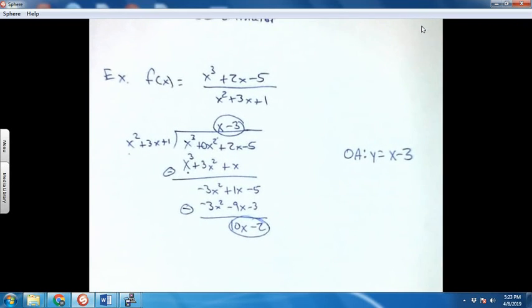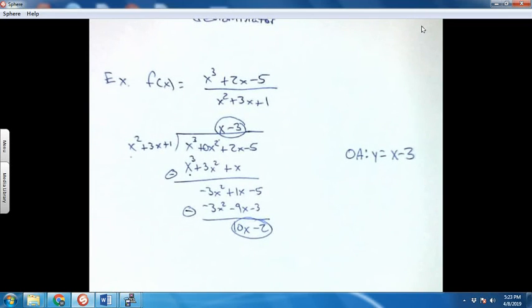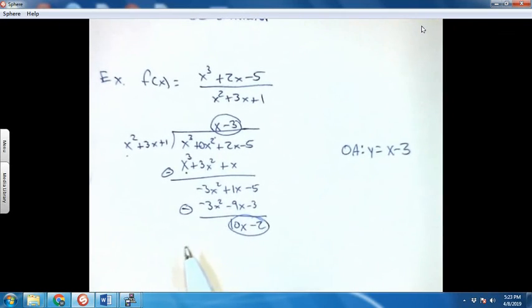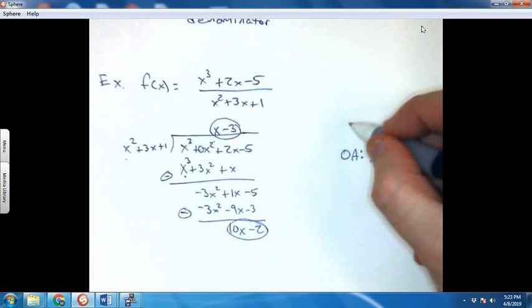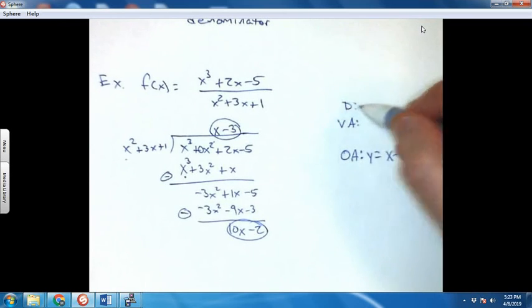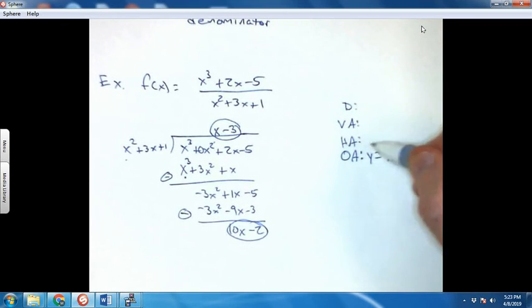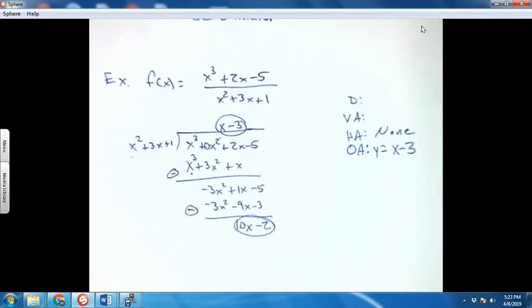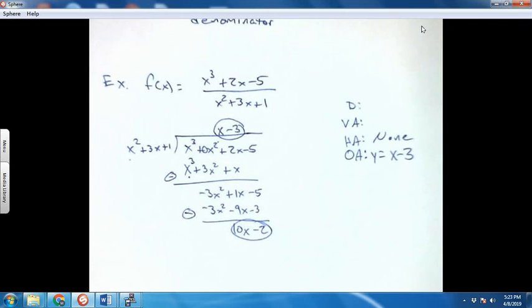Now, admittedly, finding the domain for this problem is going to be very difficult because you cannot factor this. So you would need to use the quadratic equation. You would not have that on a quiz or a test. Okay? But you would then also be asked about the vertical asymptote, which would be difficult, again, because we don't know the domain. The horizontal asymptote would be none. And we know the oblique asymptote is y equals x minus 3.